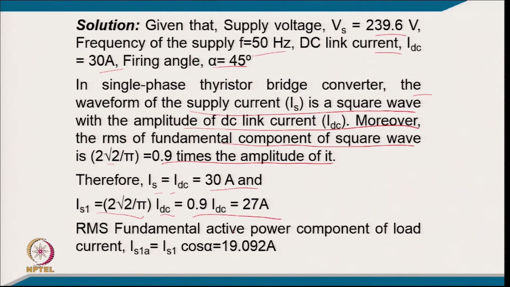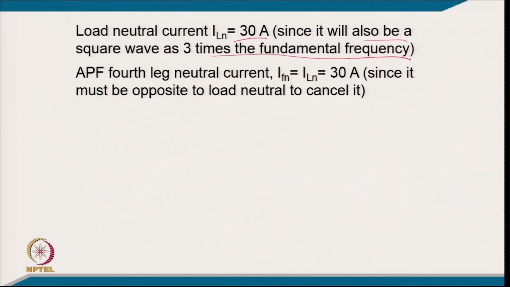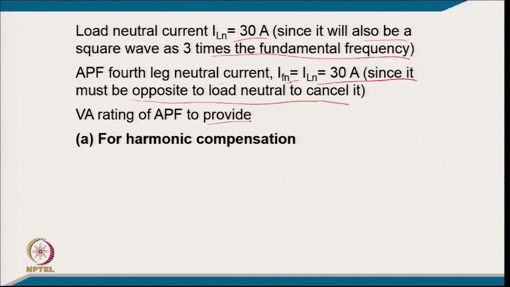And the RMS fundamental active power component will be IS1 cos alpha. Putting the value alpha 45 degree, you get 19.092 ampere. The load neutral current will be the same, 30 ampere, since it is also a square wave of 3 times the fundamental. The active power filter fourth leg current will be IFN equal to IL, that is 30 ampere, since it must be opposite to the load neutral current to cancel it.